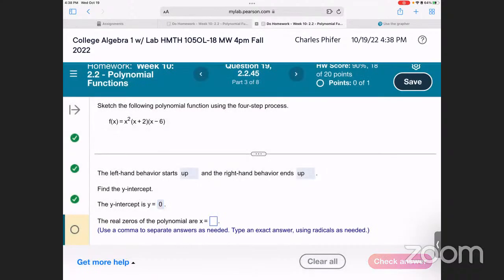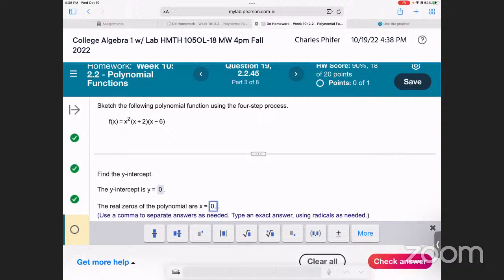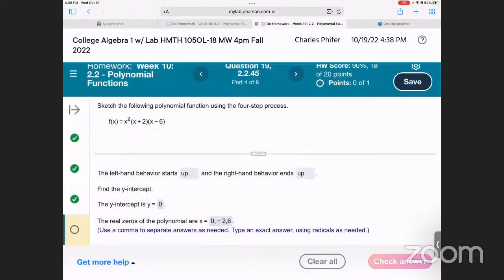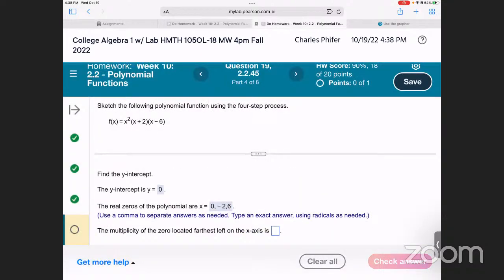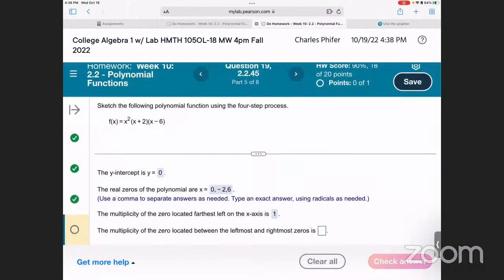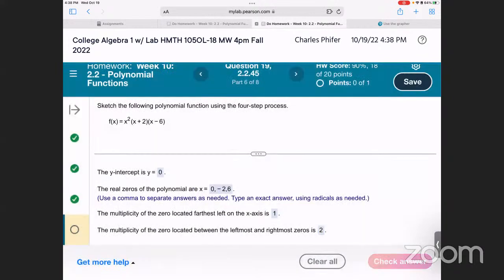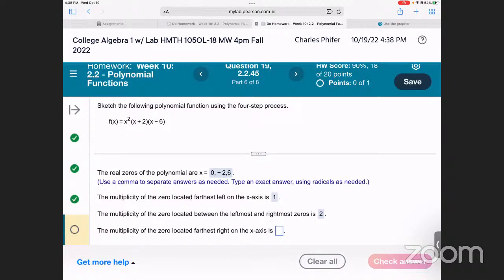The real zeros: we're fortunate because it's already in factor form. Now I don't want to use the thing, not yet. So we just say it's going to be 0, -2, and it's going to be 6, okay? Multiplicity of the zero on the far left, that's the -2. The power there is a 1, so its multiplicity is 1. The middle zero, which is the origin, has a multiplicity of 2 because of that power of 2. And then the right one has a multiplicity of 1.